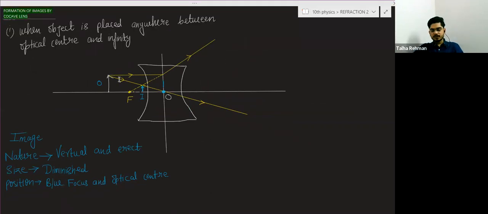First ray is like this, parallel to the principal axis. Another ray is going towards the optical center. So you will use the rule for the concave lens, and accordingly you will draw the ray diagram. In the exam, the examiner can ask you: draw the ray diagram when the object is in between the optical center and infinity. So in this way you can draw the ray diagram. This is your principal axis.